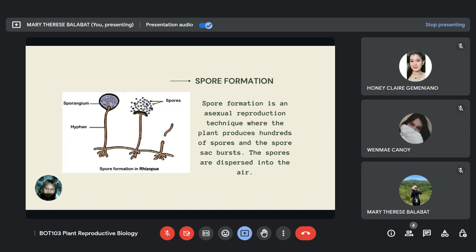Spore formation is an asexual reproduction technique where the plant produces hundreds of spores and the spore sacs burst, so the spores are dispersed into the air. So shown in the illustration is an example of spore formation in rhizopus. So we have here the hyphae and sporangium where the spores are located, and when it bursts, the spores will disperse into the air.